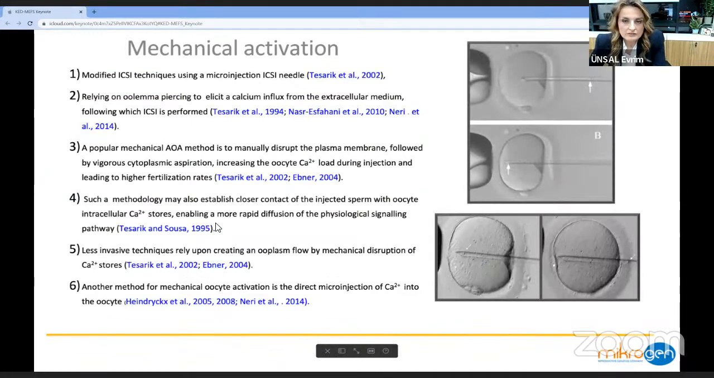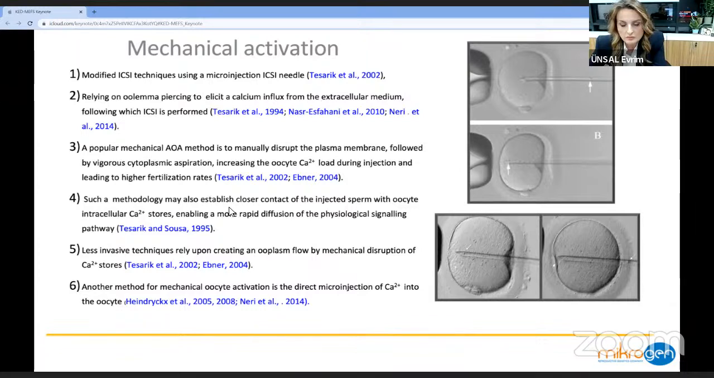Various mechanical activation methods are described in the literature, but we have to keep in mind that conventional ICSI on its own has oocyte activation potential. Some data from literature suggests that the modified ICSI technique can give better fertilization in patients with a history of total fertilization failure or low fertilization.